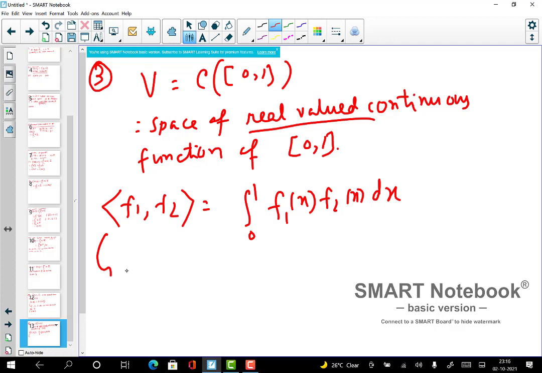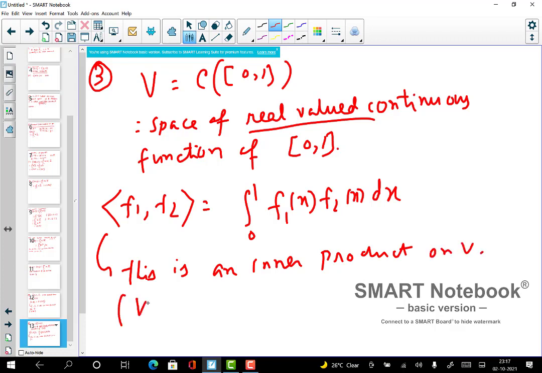Now you check that again, this forms an inner product on V. This is also homework. Do it and show that this is actually an inner product.